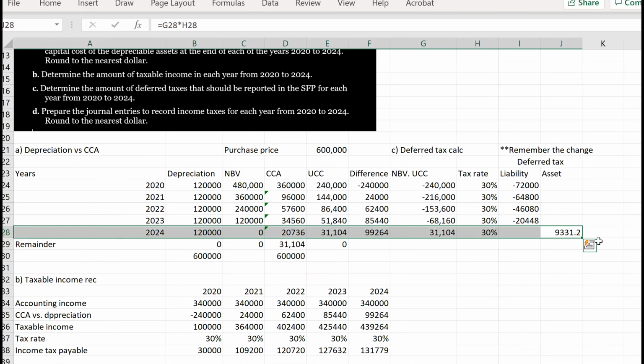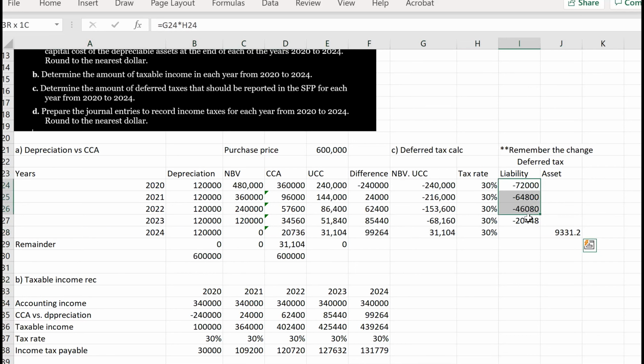The reason that it flipped from a liability to an asset is because we want to have a higher UCC than net book value. And that's because the higher UCC, the more deductions we can take for tax purposes versus accounting purposes in the future. When our net book value is higher than our UCC, it means that we've taken more deductions for tax than accounting, and it means we're going to have less deductions we can take for tax in the future, and that's why we have a liability for the majority of the years.